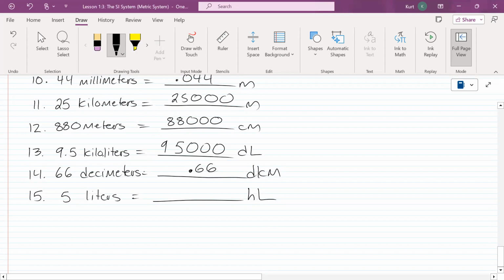All right, 5 liters to hectoliters. How many times bigger is a hectoliter than a liter? 100. How many zeros is that? 1, 2. So it's 0.05.